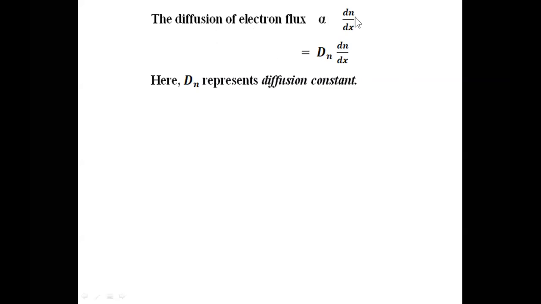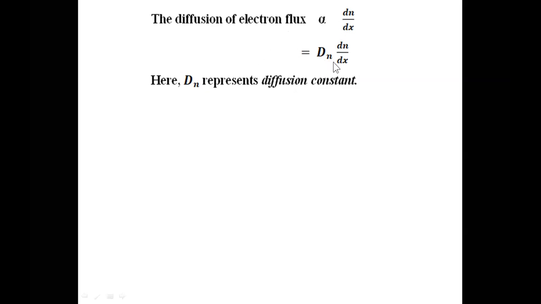That means, which is actually proportional to dn by dx. Actually this gives you the number of charged particles. For example, if you take electrons, the number of electrons passing through unit area per unit time, which is known as the diffusion electron flux, is proportional to the concentration gradient. That means if you have more concentration gradient, more electrons will be transmitted. On the other hand, if you have less concentration gradient, then fewer electrons will be transported.